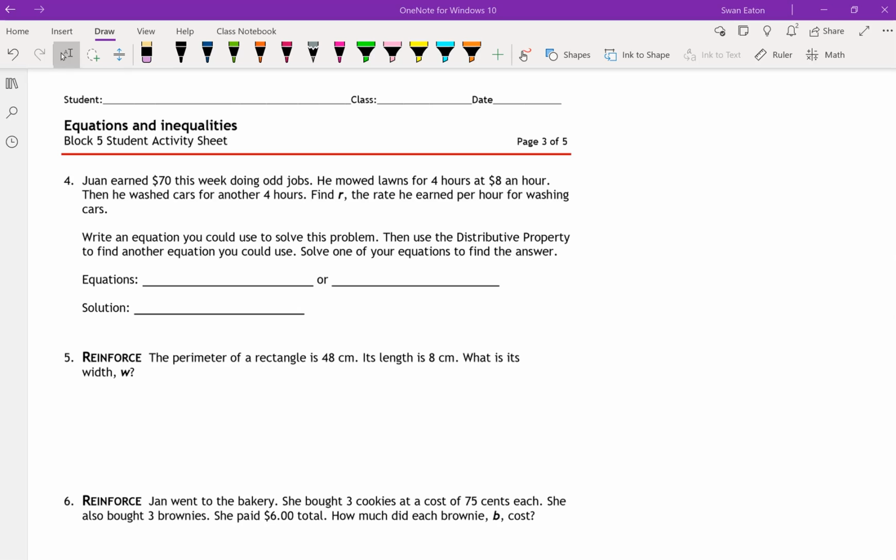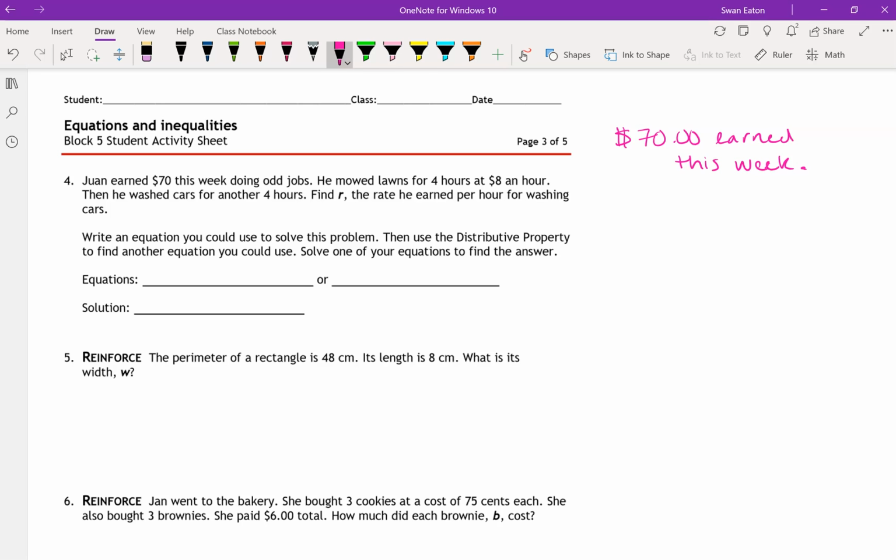So when you see word problems on a screen, you're going to have to make sure on your piece of paper that you write down very detailed information. So we're going to look at number 4. Juan earned $70 this week doing odd jobs. So I'm going to write down $70 earned this week. That's important information because it's got a number and I have to say what that number represents.